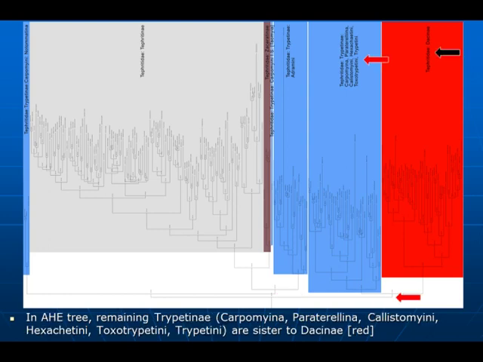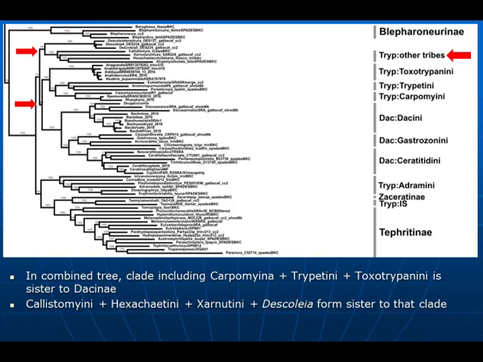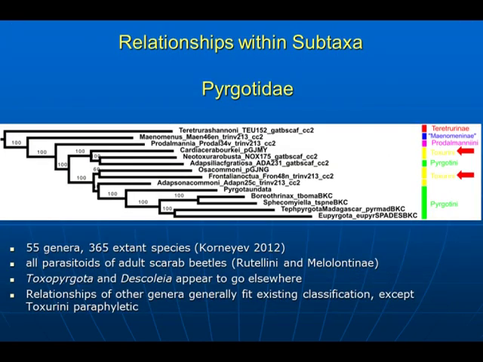And then in the AHE tree, the remaining Tripetinae are then sister to the Dacinae. In the combined tree, the clade including Carpomyina, Tripetinae, and Toxotripinae is sister to the Dacinae, but there's another group formed by Callistomyini, Hexaketini, Cymeratini, and Descoleia that are sister to that. So pretty similar, but slight difference in the trees there. I'm going to quickly try to run through relationships in all the subtaxa.